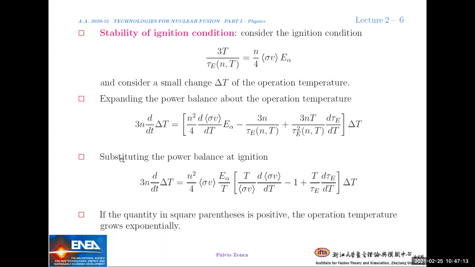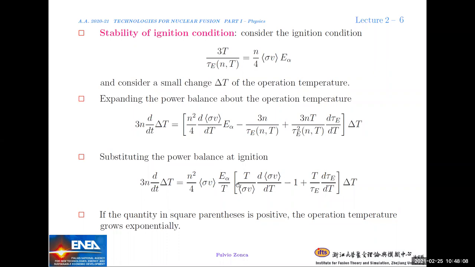And if we substitute at this point in the power balance, we know that this quantity here can be expressed in terms of the reactivity, right? Because at the equilibrium where we are, this equation needs to be satisfied. So if you take 3nT over tau and replace it by the fusion reactivity, you can collect out the fusion reactivity and obtain in the squared parentheses these three terms, essentially the ones that you see up here. So everything that we need to know, whether d/dt of the change in temperature decreases or increases, that means the stability of the ignition condition, is all included in the behavior of the fusion reactivity and in the behavior of the energy confinement time with the temperature.